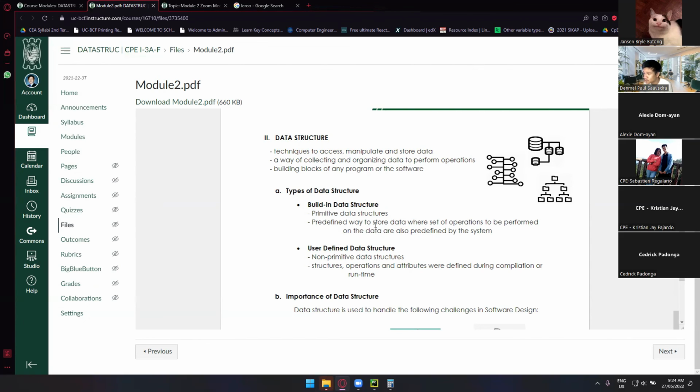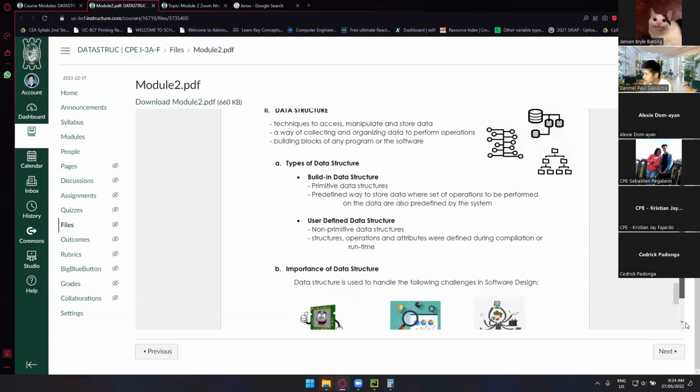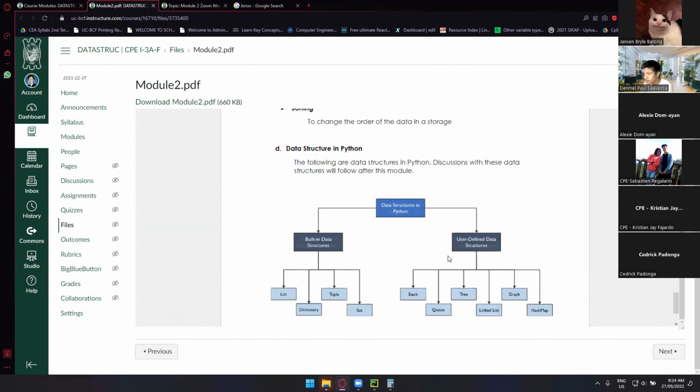Okay, so for you to know the different types of data structure, let's go down below right here. We have the built-in data structures: list, dictionary, tuple, and set. While on the user-defined data structures, we have the stack, queue, tree, linked list, graph, and hash map. So those are the types of data structure: built-in data, and then user-defined data.